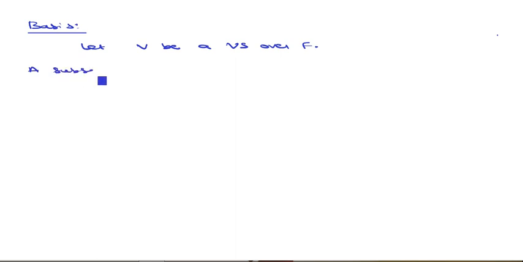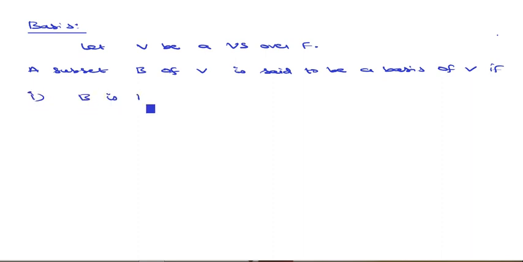A subset B of V is said to be a basis of V if the following conditions are satisfied. The first condition is B should be linearly independent, which we have already seen. The second one is B spans V. The notation we can write is L of B equal to V. That is, every element in V can be written as a linear combination of elements in B.